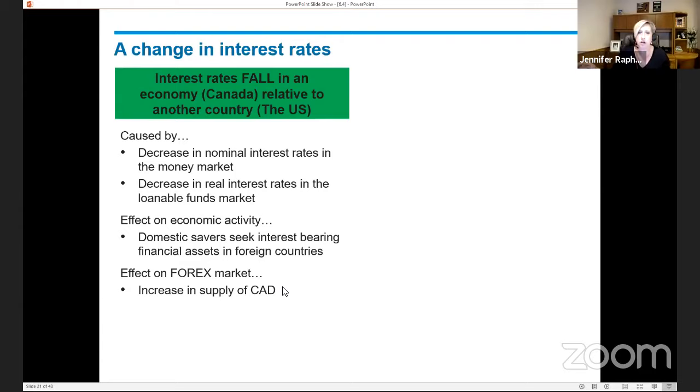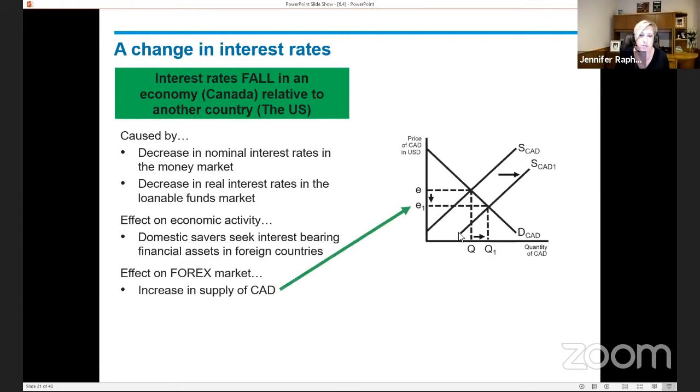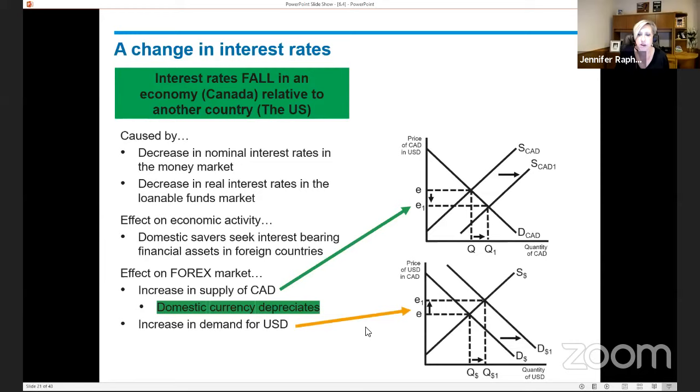When interest rates are higher elsewhere, they want to increase the supply of their own currency in the foreign exchange market, which causes it to depreciate, and they want to purchase the currency of the country whose financial assets are earning higher rates of return. So in this case, there'd be an increase in the demand for the foreign currency, which causes that currency to appreciate. So see how systematically we want to work through these things.